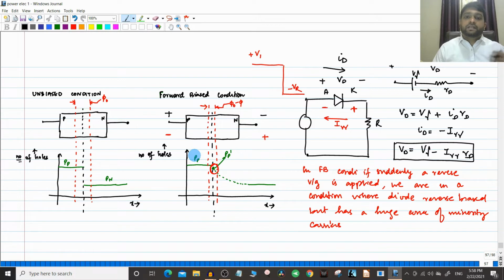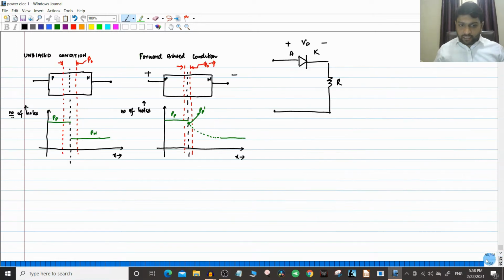And because it is not getting replenished, because the diode is in the reverse condition, this current which I am talking about will gradually decrease. Okay, so that is another point that we have to write down here. So we'll just write down that point here now.